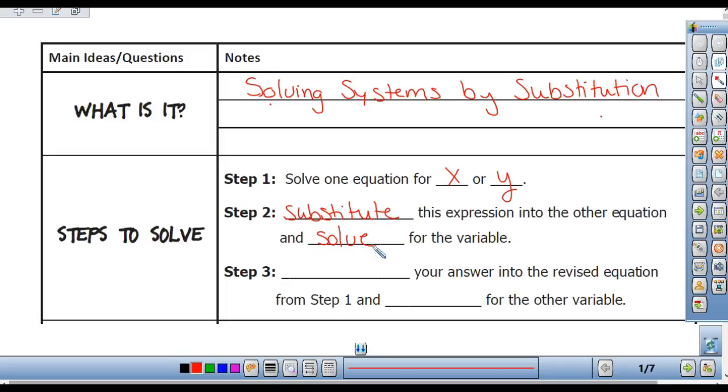Okay, once we have one variable, we can then go back and substitute or plug in your answer into the revised equation from step one, and we're going to solve for that variable.